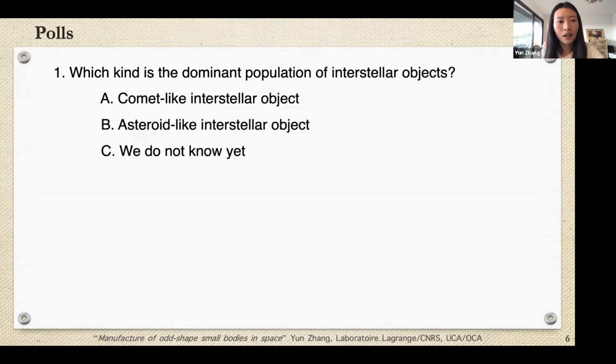So there is a poll. I need to escape from the screen share to go to that, but I think I will reveal the results after the talk. But feel free to choose your answer: what do you think is the dominating population for the interstellar objects?